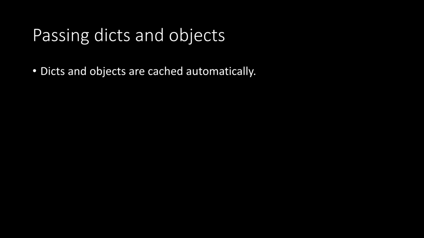xlSlim caches Python dictionaries and objects automatically. What this means in practice is Python objects and dictionaries are never displayed in Excel cells. Instead, they are represented by cache handles. xlSlim takes care of translating these cache handles into the real objects when calling Python functions that expect a dictionary or a Python object. Let's see how this works in practice.